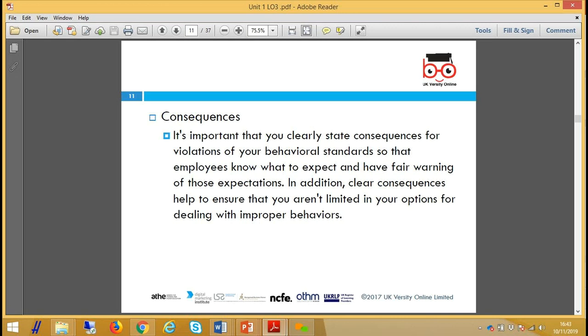And that also protects the organization. So when the organization, for instance, wants to dismiss, the employee cannot say, why are you dismissing me? This should be a first warning. You say, no. Based on the company policy, for this category of offense, if you are found guilty, you go straight to dismissal, no need for a first warning, because it is gross misconduct. That is why you specify the consequences clearly.